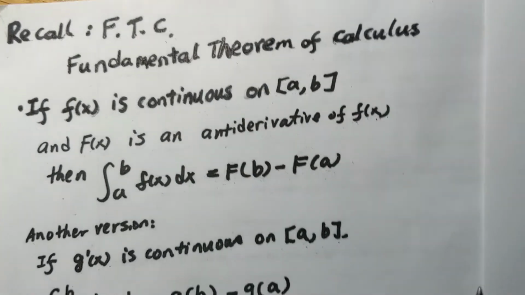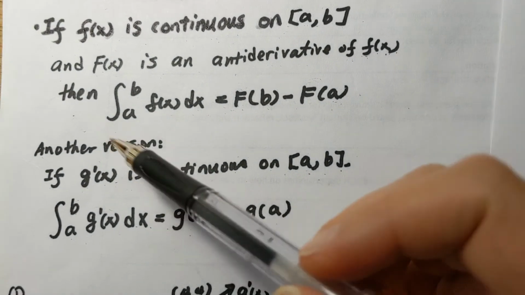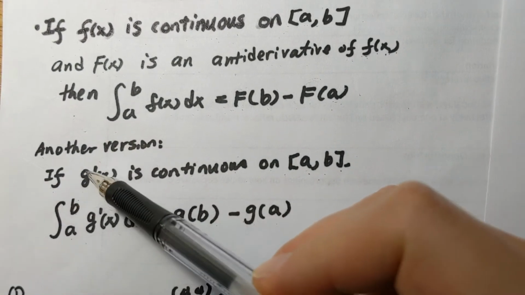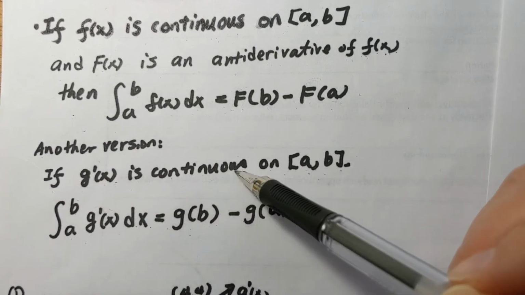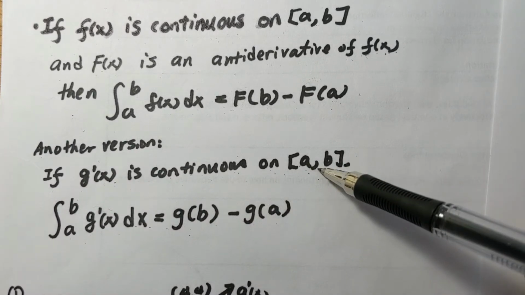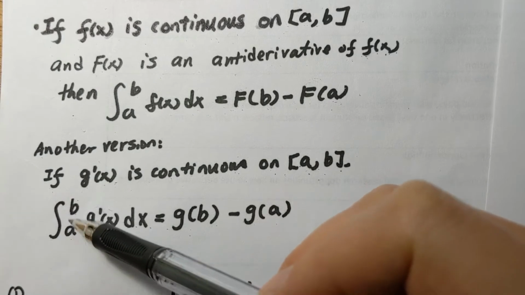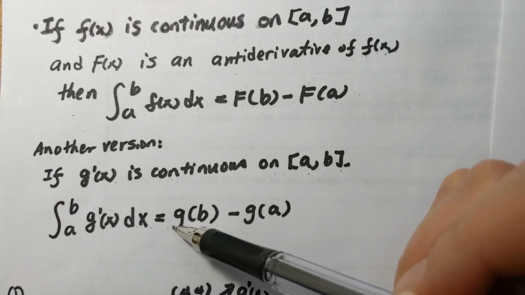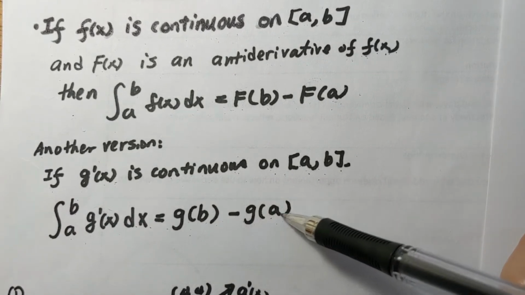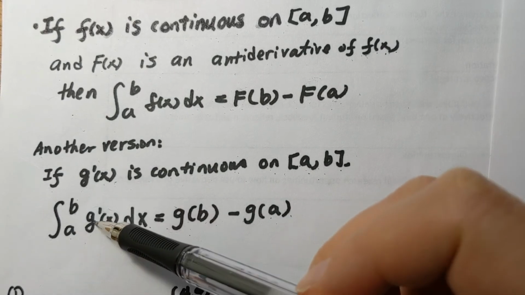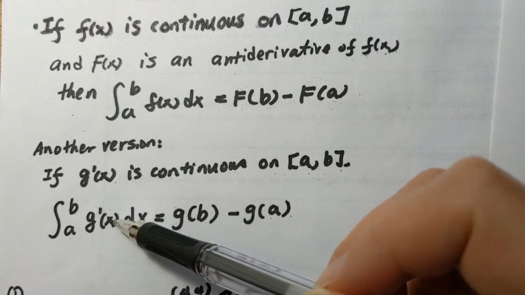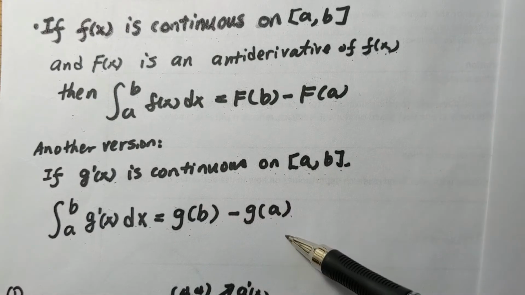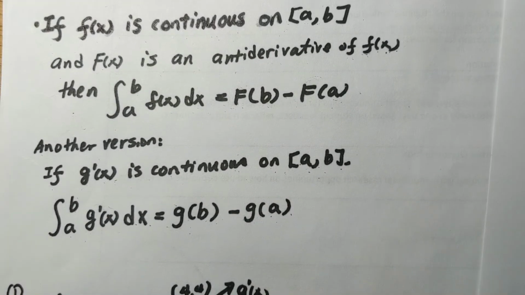Let's take a look at another version. We learned this version before. If g prime of x is continuous on the closed interval a to b, then the integral from a to b of g prime of x dx equals g of b minus g of a. G is the antiderivative of g prime of x. We're going to use this theorem to solve problems.